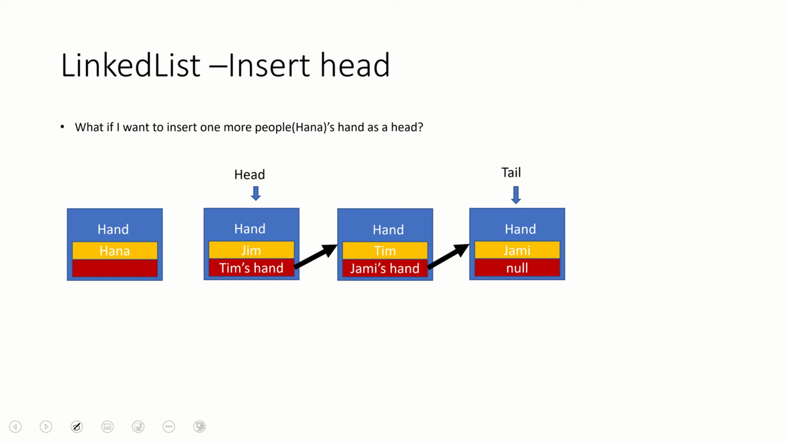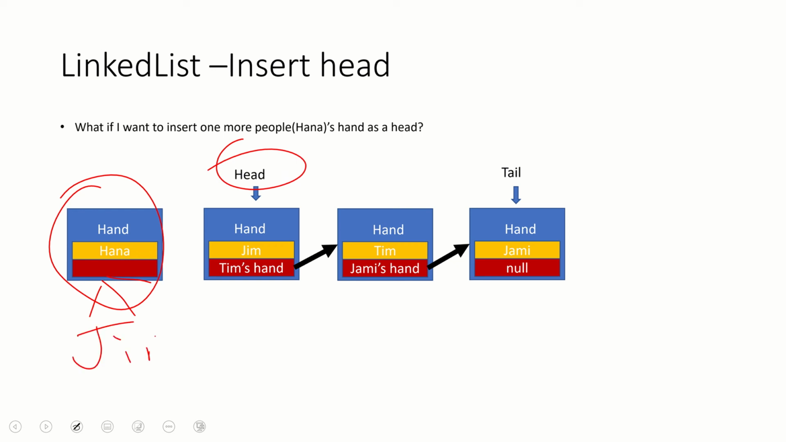So if we want to make Hannah the head, we need to know which hand can hold her, right? So it's over here. Obviously Hannah wants to be the head, which means the previous head, which is Jim, should be there, right? Then once we know this one, we reference it, then we can connect together. Then we need to switch the head as well.